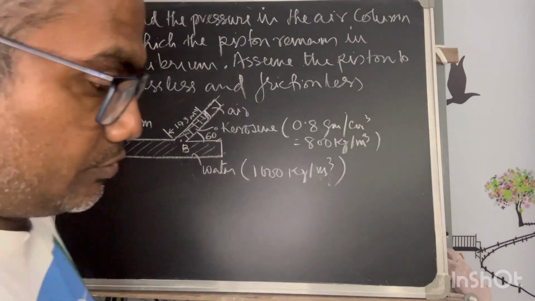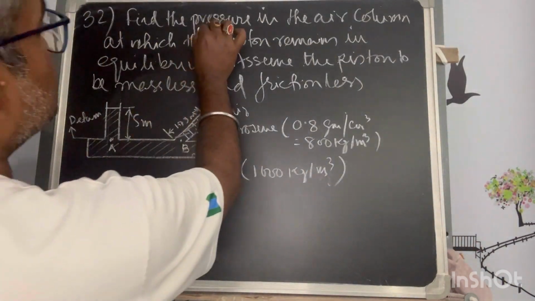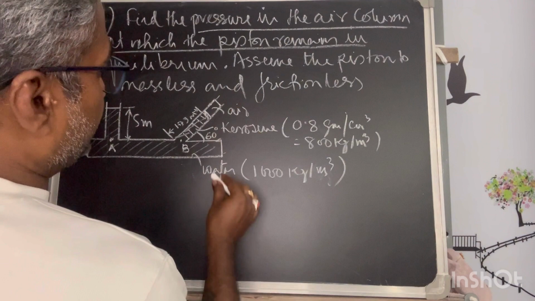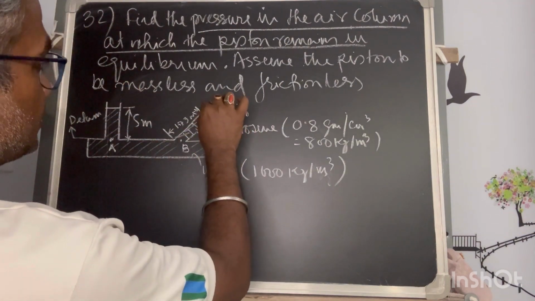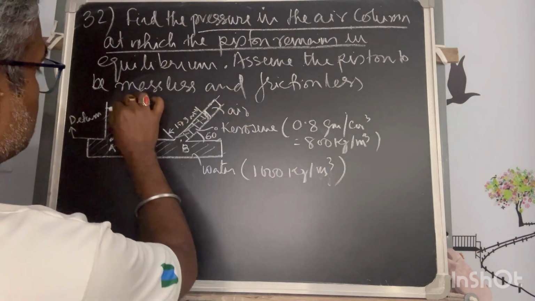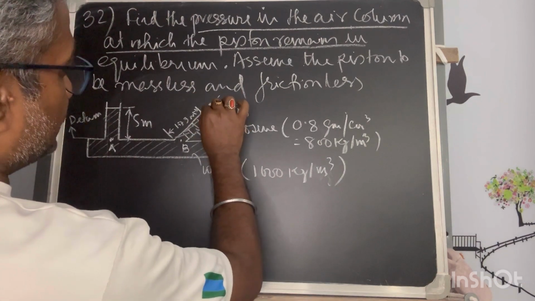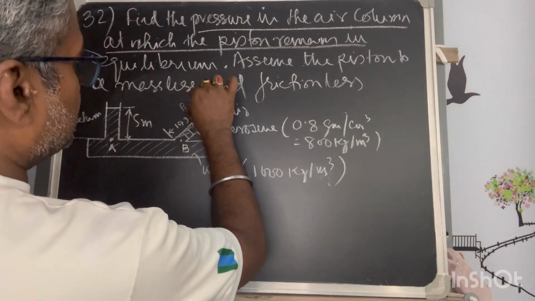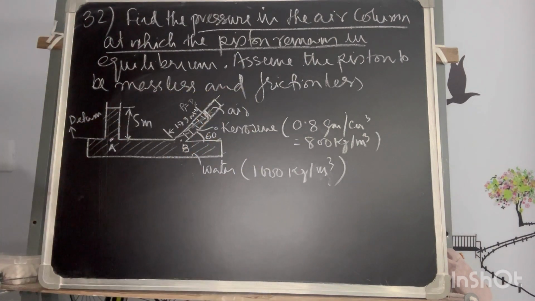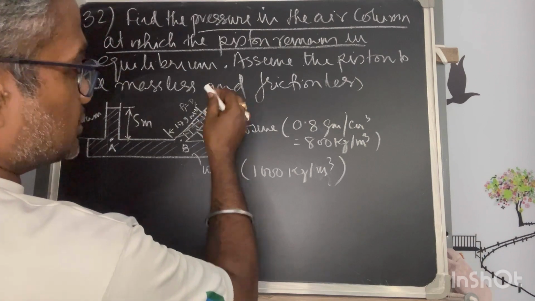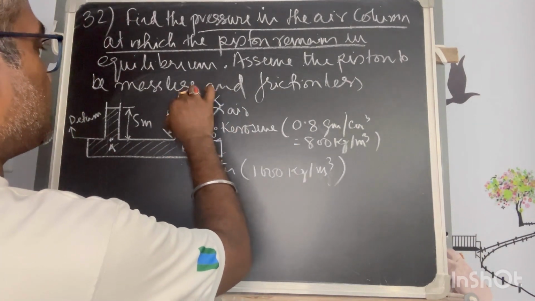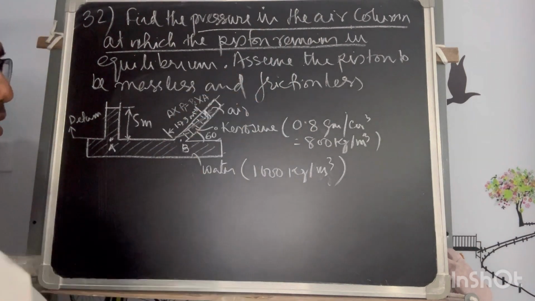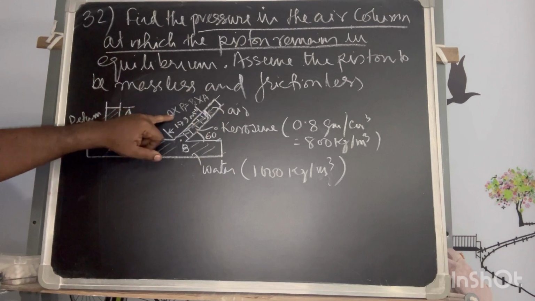Okay, so what is the requirement of the sum? Find the pressure in the air column at which the piston remains in equilibrium. That means you have to find the pressure inside this, so that the pressure created through this water column and this kerosene column, let's say P1 from this side, and the air pressure P2 from that side must be equal, so that this piston will not move anywhere. Why will it not move? Both sides of the piston have the same cross section. That means the area multiplied by P1 exerted from the bottom, and the area multiplied by P2 exerted by the air pressure entrapped in the cylinder, are in equilibrium. The forces are the same. So this is the concept.